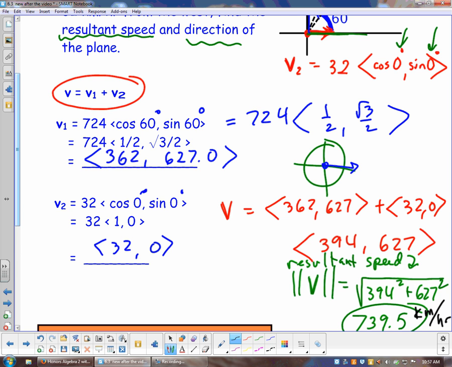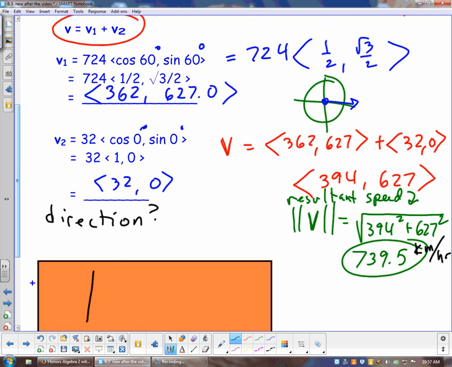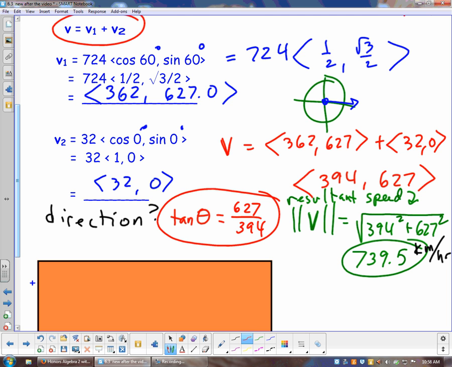Okay, and then what about the direction? How are we going to find the direction of the plane? You take the arctangent of 627 over 394. All right, so the direction is going to be, we're going to say tangent of theta is equal to what over what? 627 over 394. Everybody agree with this statement right here? That's B over A. B over A, yep.